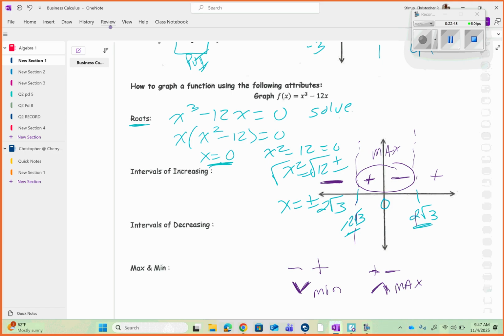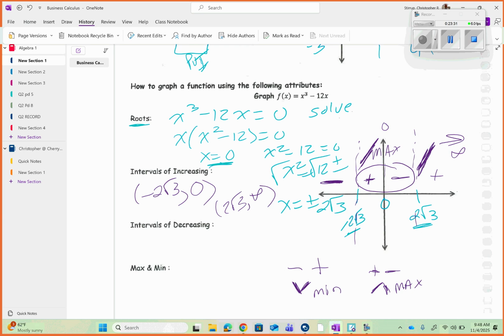So where is it increasing? It's increasing up until 0. So here it's increasing, negative to positive, and then negative to positive. It's also increasing here, going out to infinity. So the places where this is increasing are from negative 2 root 3 up until 0, and then from 2 root 3 to infinity.